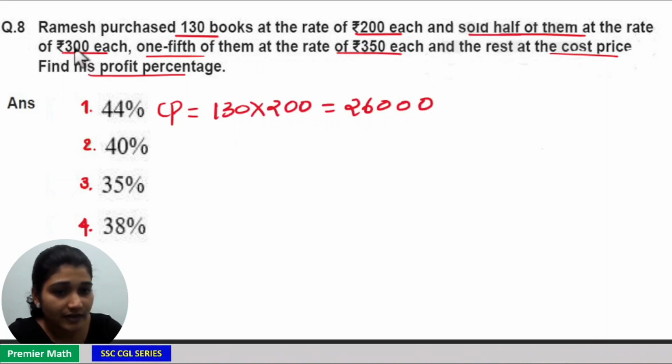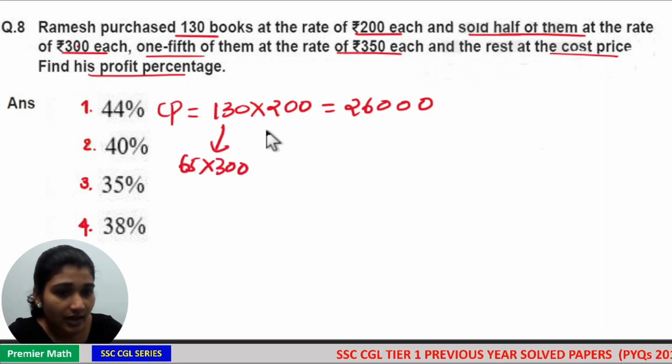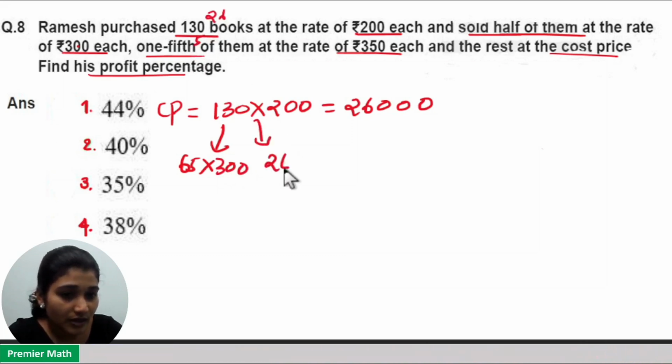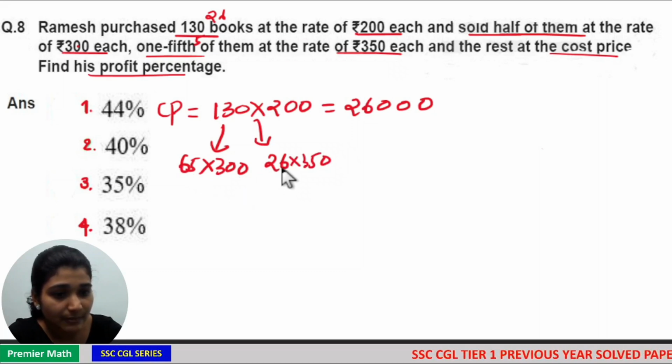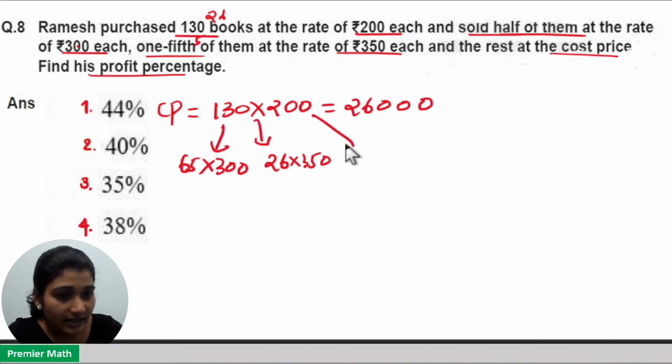He sold half at 300 each. So half of 130, 65 at 300 each. And 1/5 of 130 means 26 books. 26 books at 350 each. And remaining at cost price. Remaining means 65 plus 26 is 80 plus 11, 91. 130 minus 91 is 9 plus 30, 39 books. 39 books at cost price.